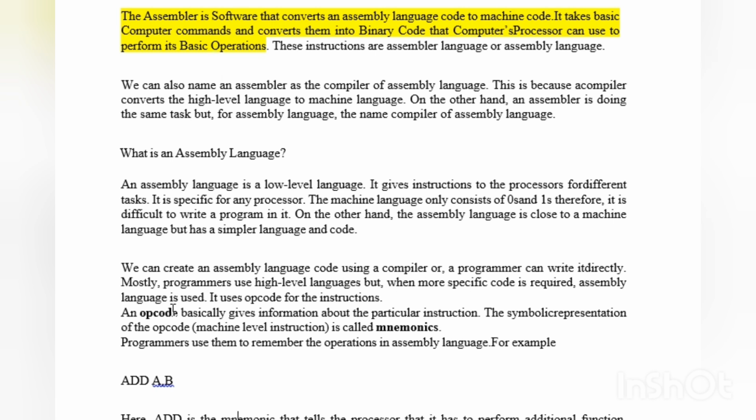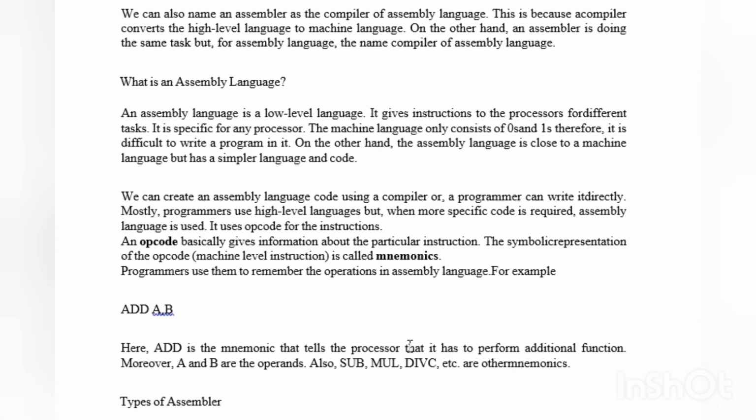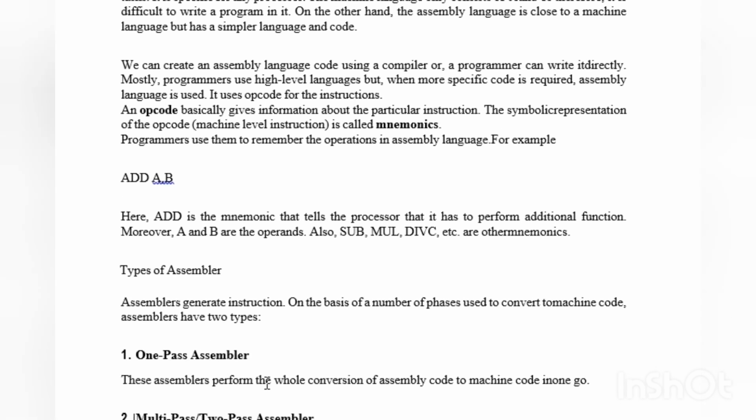An opcode basically gives information about the particular instruction. The symbolic representation of the opcode or machine level language is called mnemonics. Programmers use them to write the operations in assembly level language. For example, here ADD is the mnemonic that tells the processor that it has to perform the addition function. Moreover, A and B are the operands. In the same way, we can use subtraction and multiplication also.